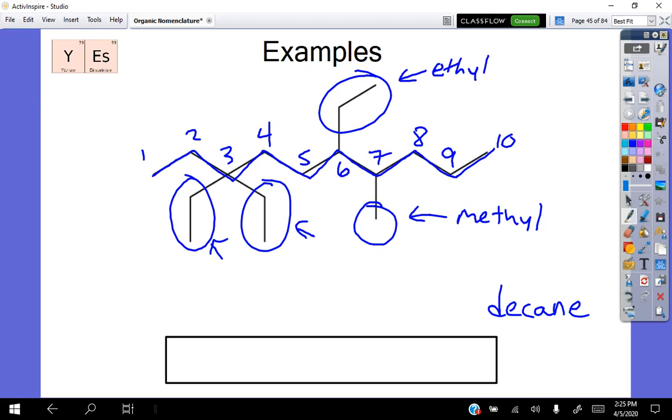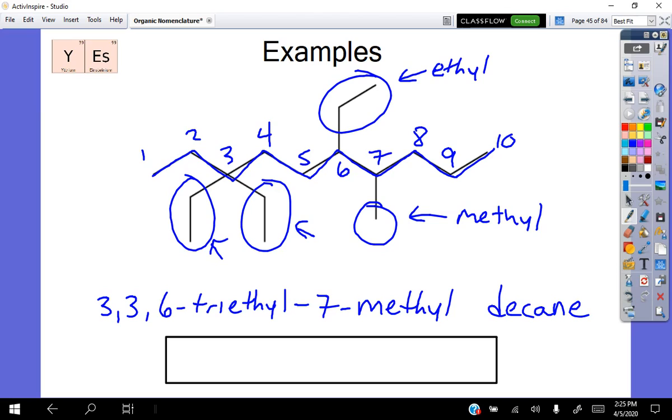And we're going to list the numbers. So we have 3, 3, because there's 2 of them on the same carbon, 6, triethyl, and then 7 for our methyl group, 7-methyldecane. And that would be our final name.